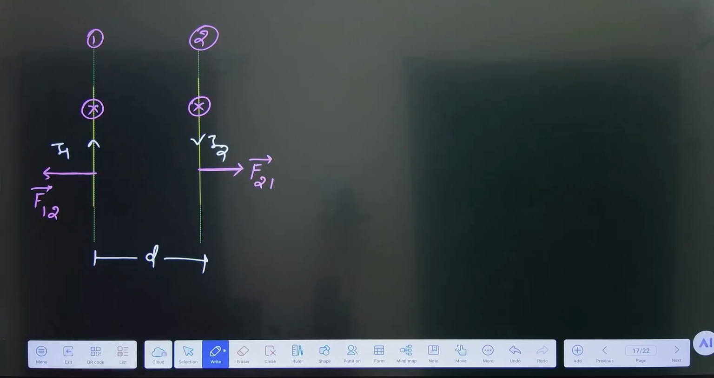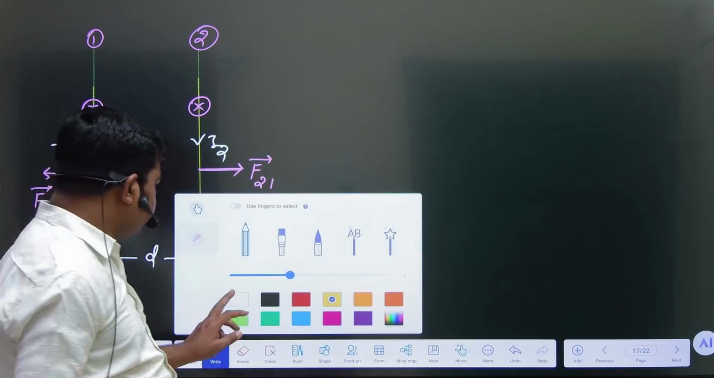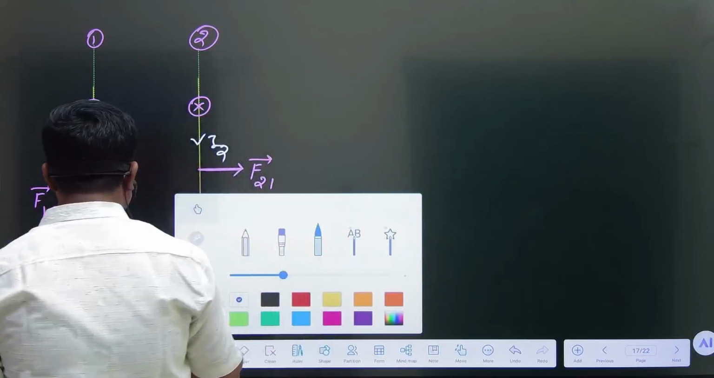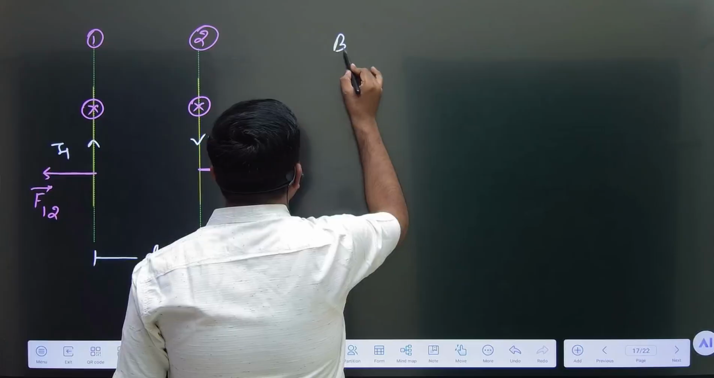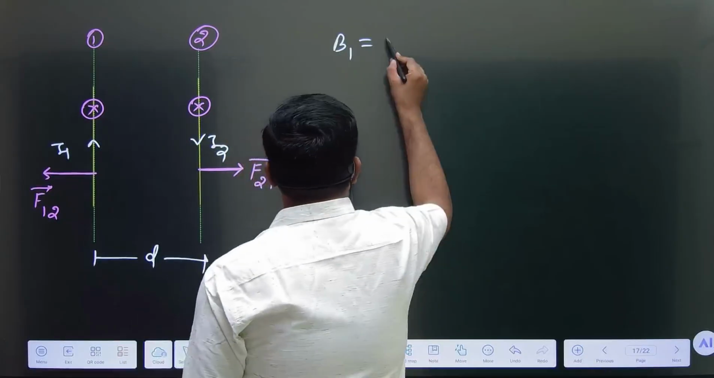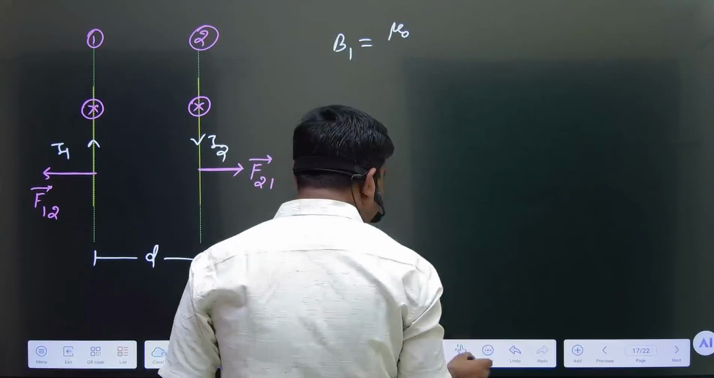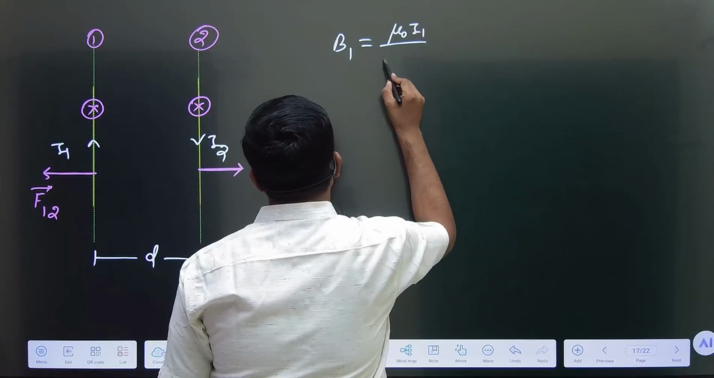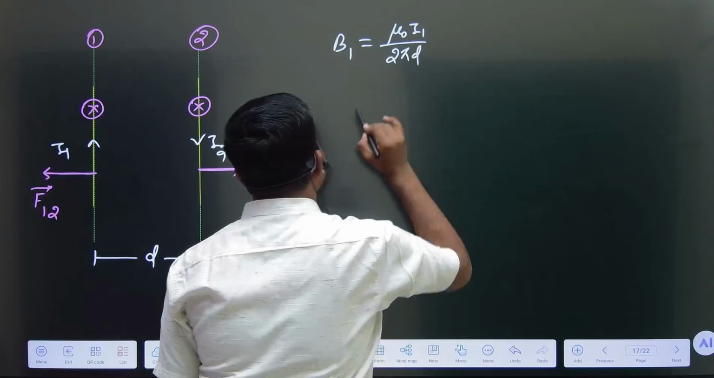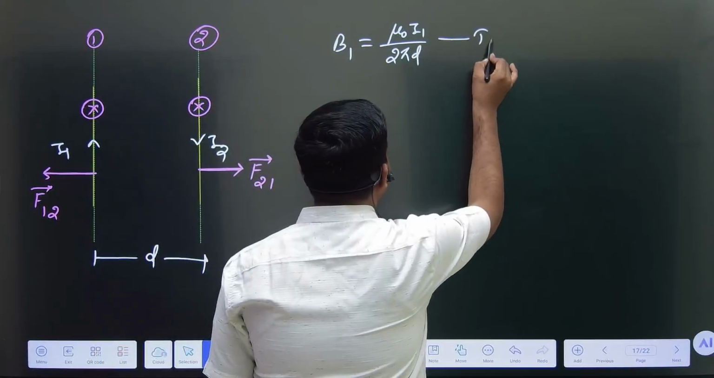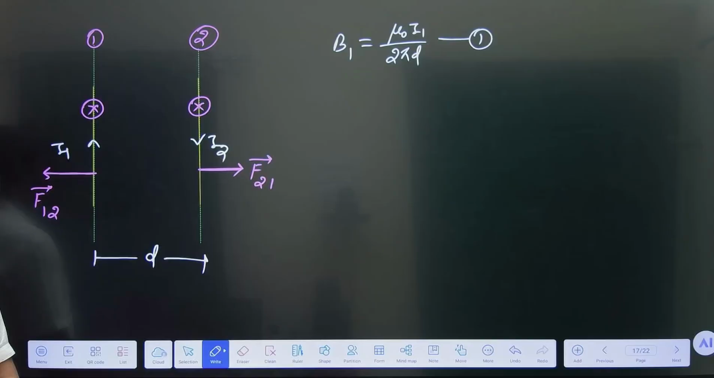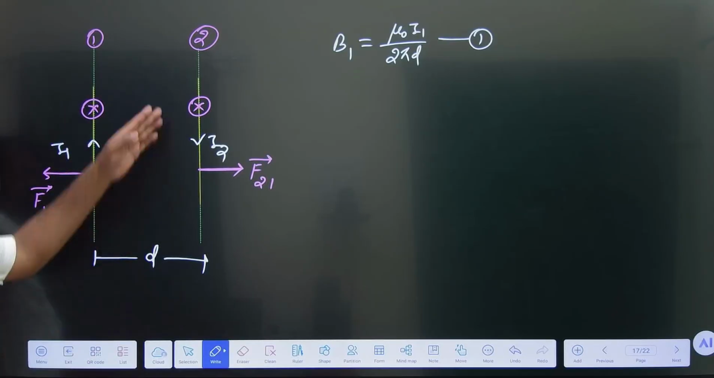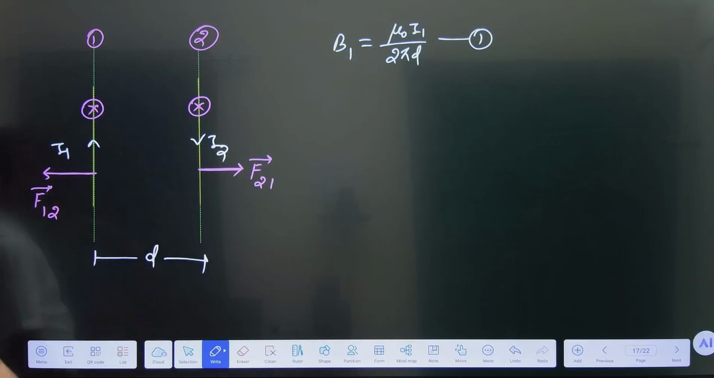What is the magnetic field produced when current I1 is passed in the first conductor? The magnetic field produced by the first conductor at distance d is B1 equal to mu naught I1 divided by 2 pi d. This is the magnetic field produced by the first conductor on the surface of the second conductor, and this second conductor is placed in the magnetic field of the first conductor.